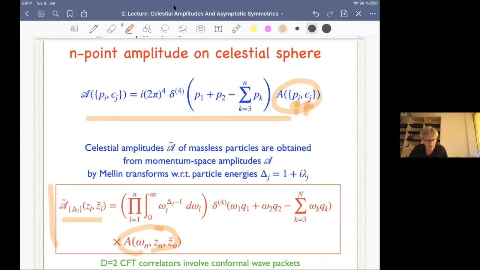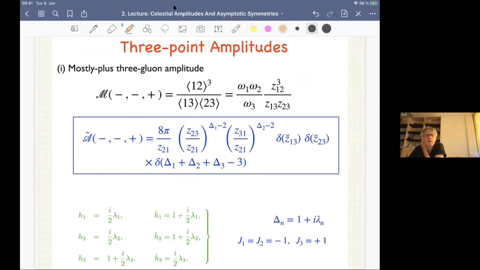Of course, there's no omega anymore because we have integrated it out. And then we have already computed some amplitudes. Namely, this is of course the simplest amplitude that I can do: the three-gluon mostly-plus amplitude, and in the celestial basis it looks as in the box here. From the conformal transformation property, we can read off the conformal weights and verify that we indeed have scattered objects from the principal series.